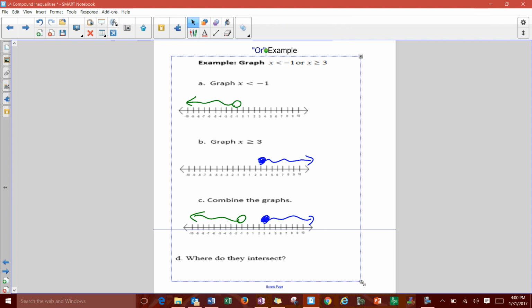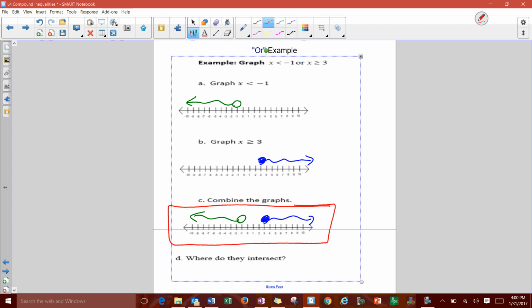And then the question is, I want where one or the other or both are true. So where one or the other are true is basically this whole thing. This right down here would be your solution. And you can ignore part D here. We're not looking for where they intersect. We're looking for where either one or the other or both are true. So that part C, that would be your graph, okay?